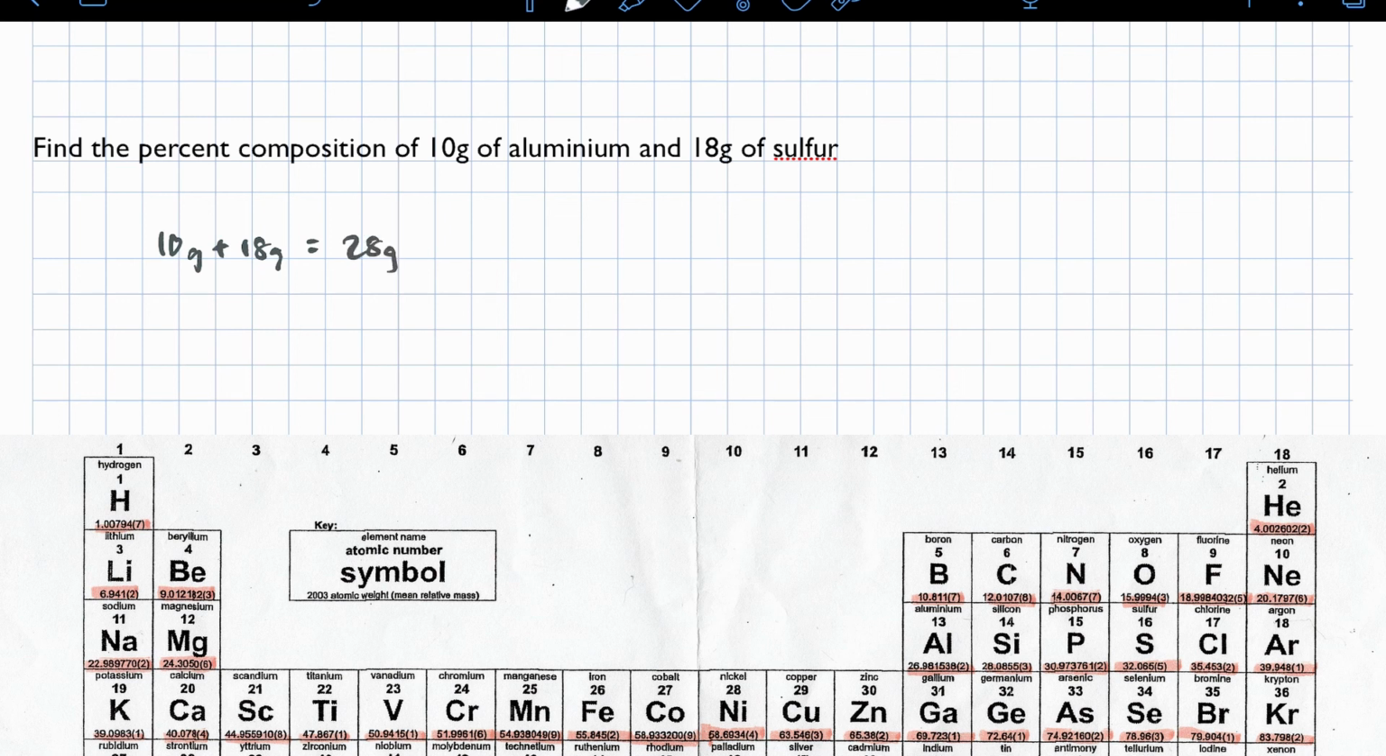Okay, so now that you're given the total mass here, all you want to do is divide and then multiply by 100. So 10 grams over 28 grams times 100, and that's for aluminium, by the way, is equal to roughly 36%. So the percent sulfur is going to be 100 minus 36, so that's roughly 64% sulfur.